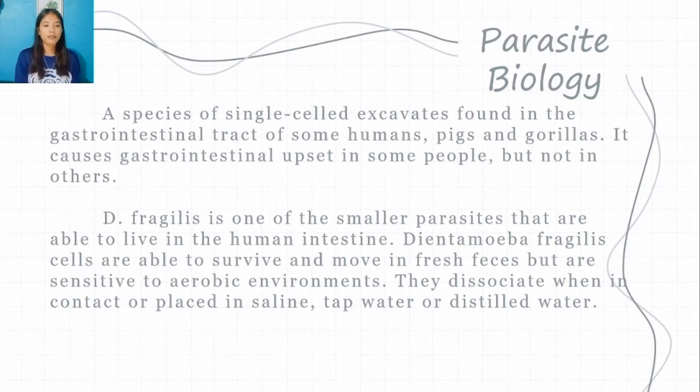Dientamoeba fragilis cells are able to survive and move in fresh feces, but are sensitive to aerobic environments. They dissociate when in contact or placed in saline, tap water, or distilled water. Dientamoeba fragilis is not an amoeba, but an intestinal flagellate, most closely related to trichomonads. In human stool specimens, D. fragilis is almost always found solely as a trophozoite. However, the rare presence of putative cysts and pre-cyst forms in clinical specimens has been reported. Their transmission potential is being investigated.